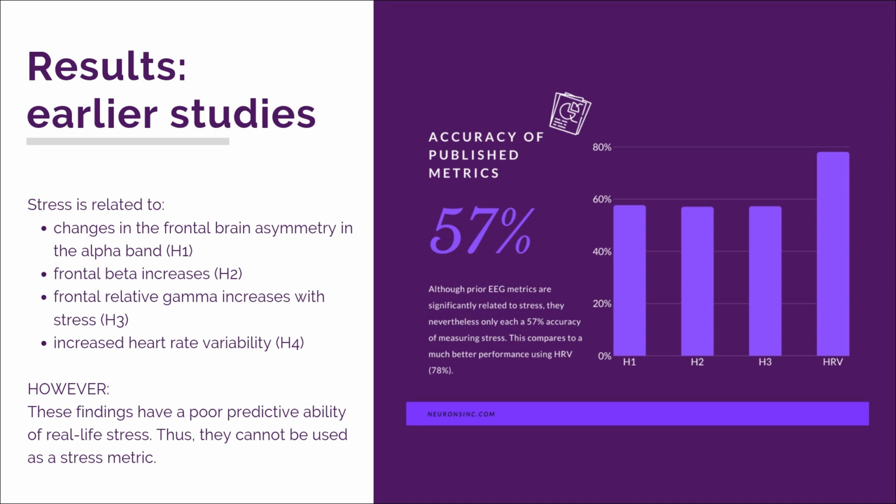However, when we turn this around and look at whether those metrics could be predictive of stress, which is a totally different question, they turned out not to be performing as well, except for heart rate variability. The interesting thing here was that for all the EEG measures, the frontal brain asymmetry in alpha, frontal beta increase, and frontal relative gamma increase, the predictive power was about 57%. While on the other side, heart rate variability actually achieved almost 80% predictive ability.